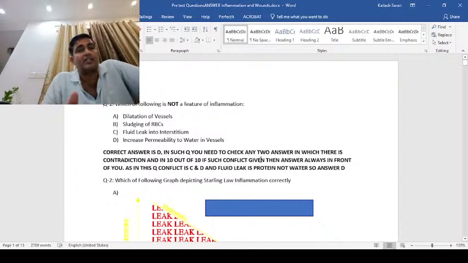This is not to say that you will find similar questions, but this is how you attend those questions. You just see the two answers are not talking to each other, they are opposing each other. So the answer always lies between those two. You can narrow down your choice from 25% to 50%. That's the best way to check the answer.